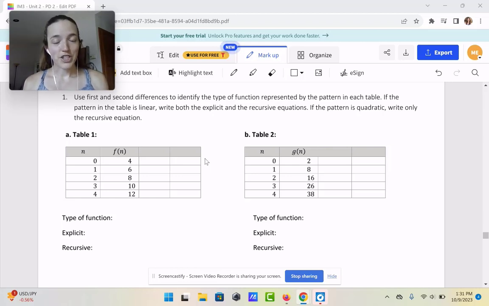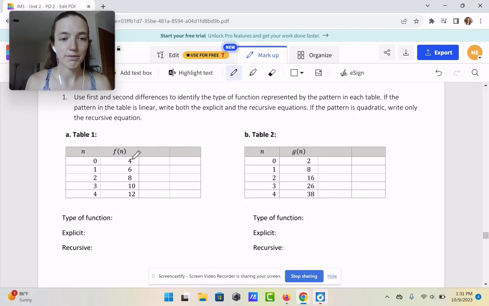To figure out if a function is linear or quadratic, what we can do is look at the first and possibly the second differences. What I mean by that is we look at the outputs. So in that first example in table 1, 4, 6, 8, 10, and 12, and we look for the differences between each of those numbers.